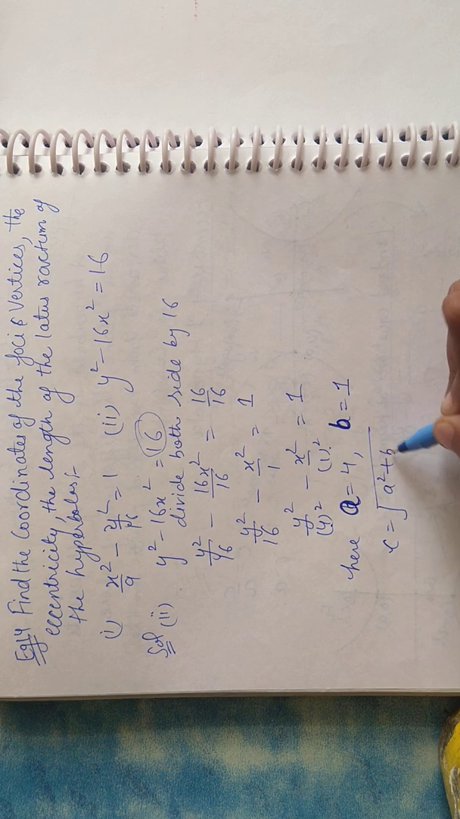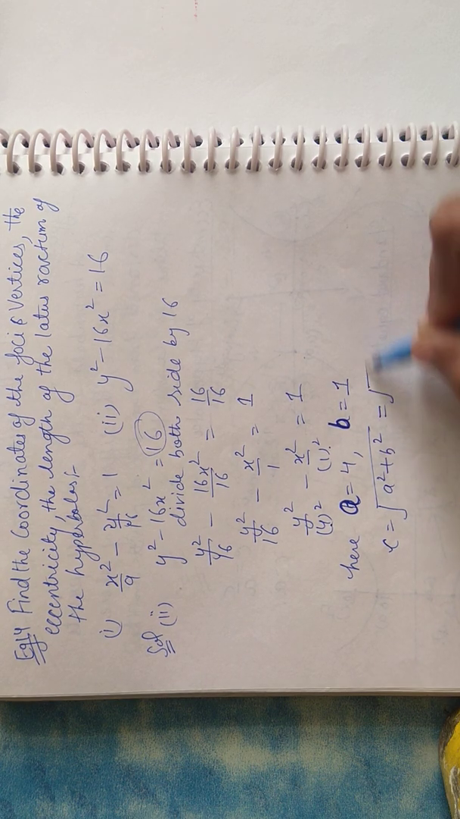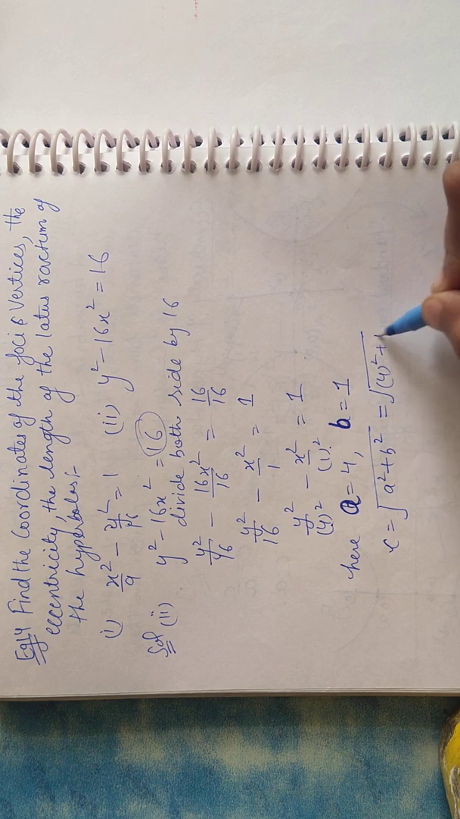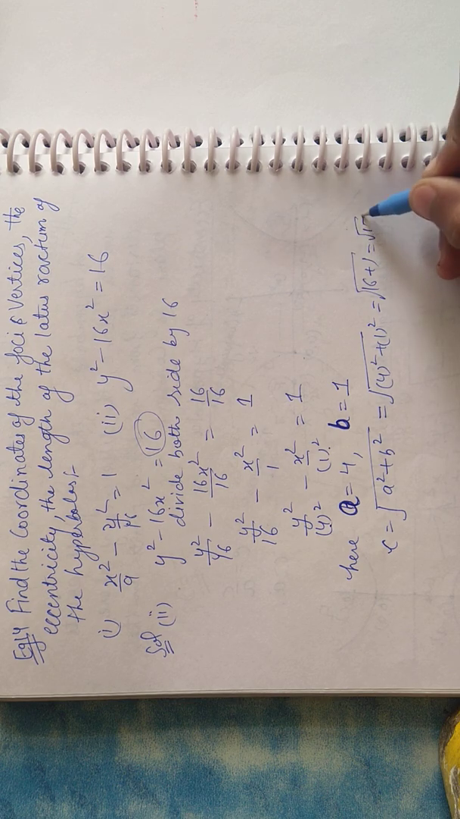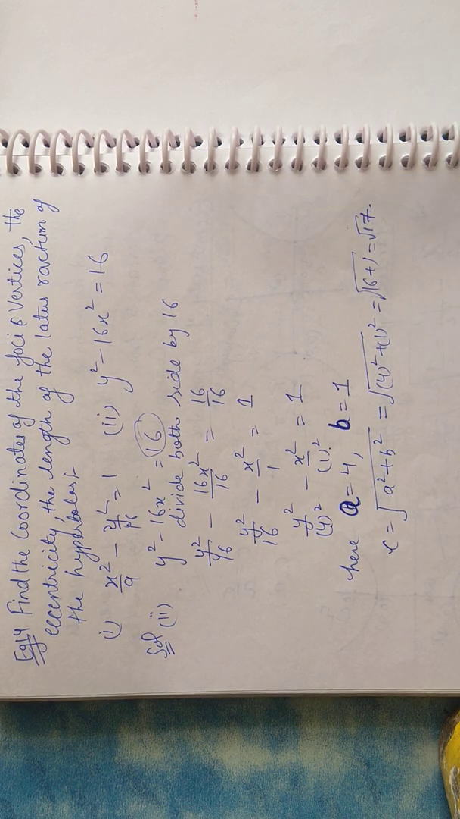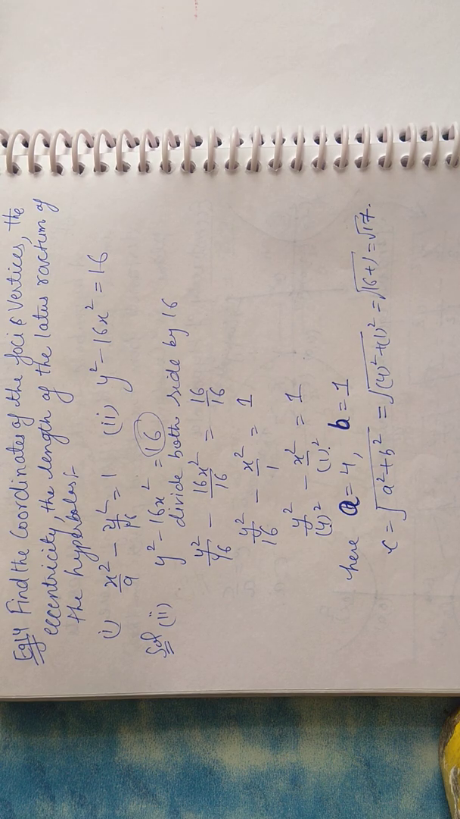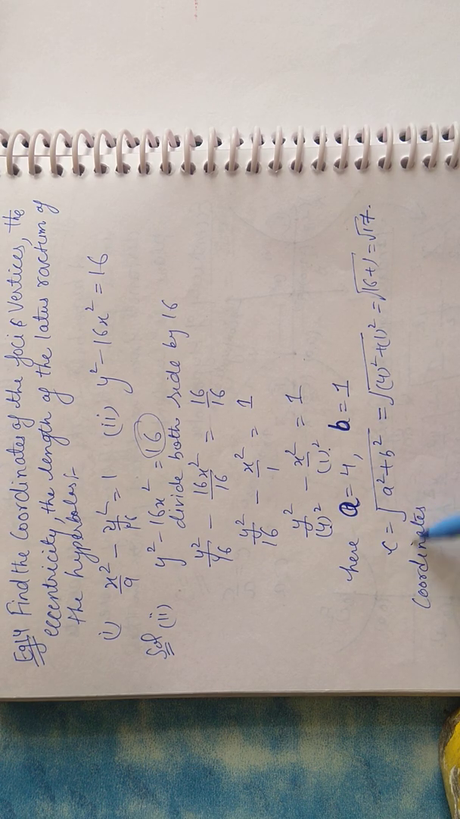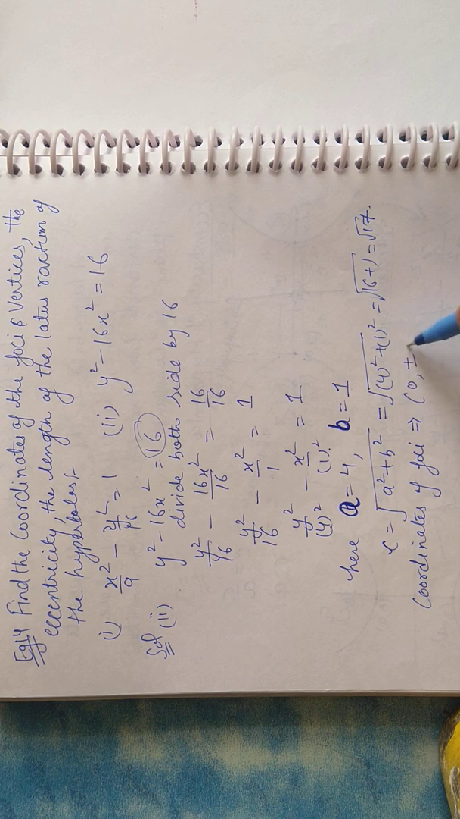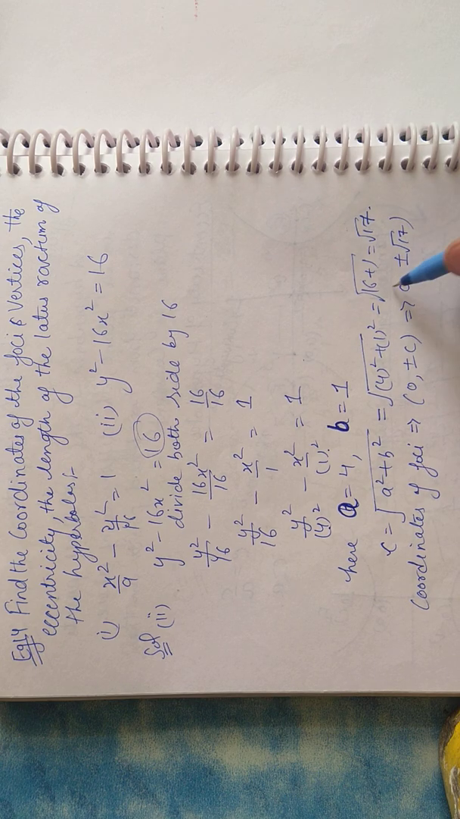C is the square root of A square plus B square, that is the square root of 4 square plus 1 square, that is 16 plus 1, and we will get root 17. Now using this we can find the coordinates of foci. The coordinates of foci will be 0, plus minus c, that is 0, plus minus root 17.